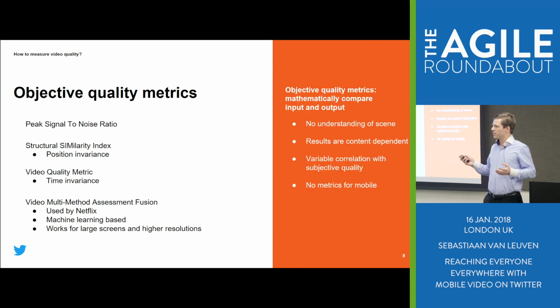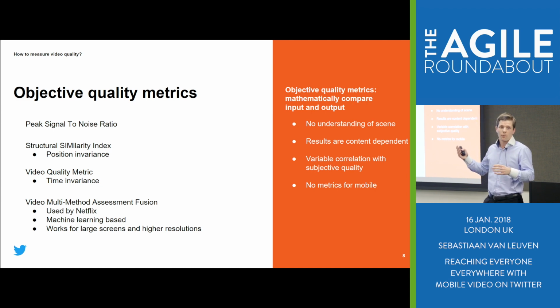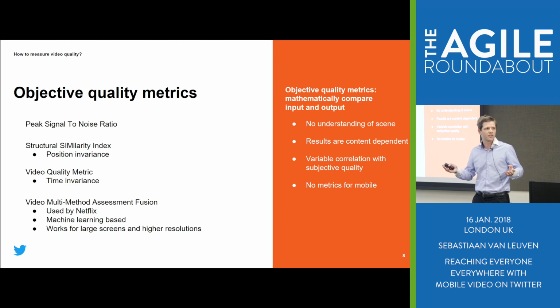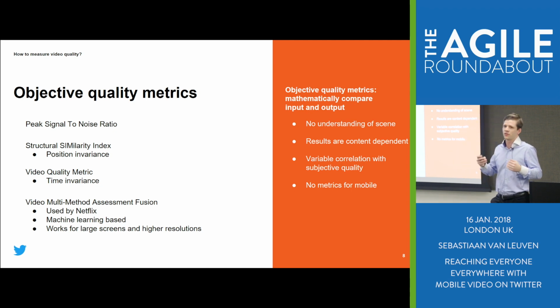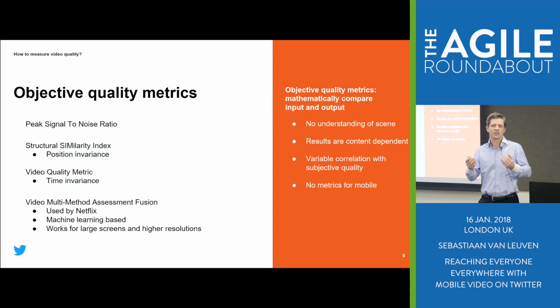So a few of the problems with this is that none of these metrics really understand the scene. It might be a low motion documentary, or it might be a very fast motion sport game, and how you perceive that scene might be different based on that type of content. Also, the results are content dependent. So even in the same type of content, one specific scene might end up with a high value, while it's not perceived that high, for example. So there is a large variability in the correlation between the objective and the subjective quality metrics.